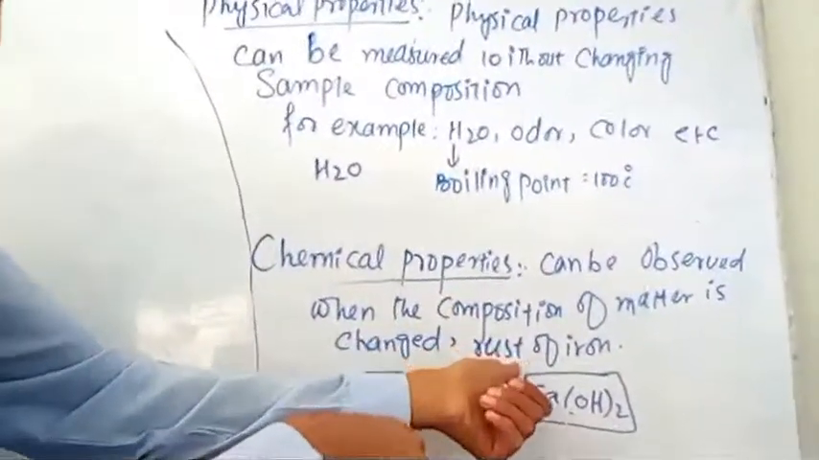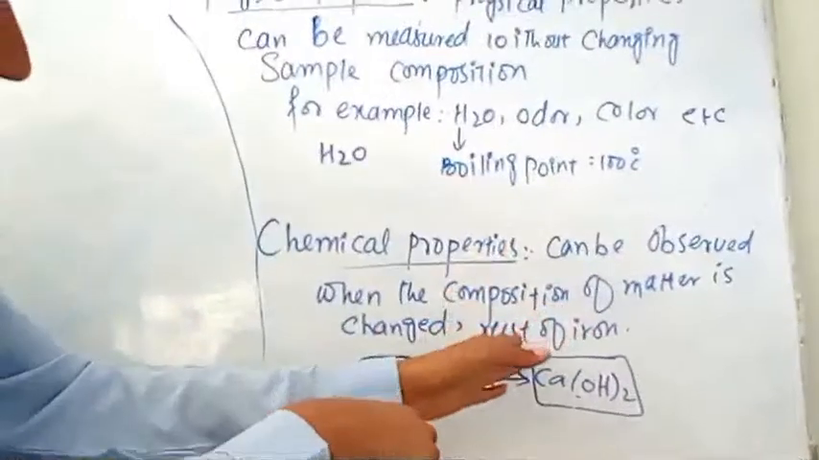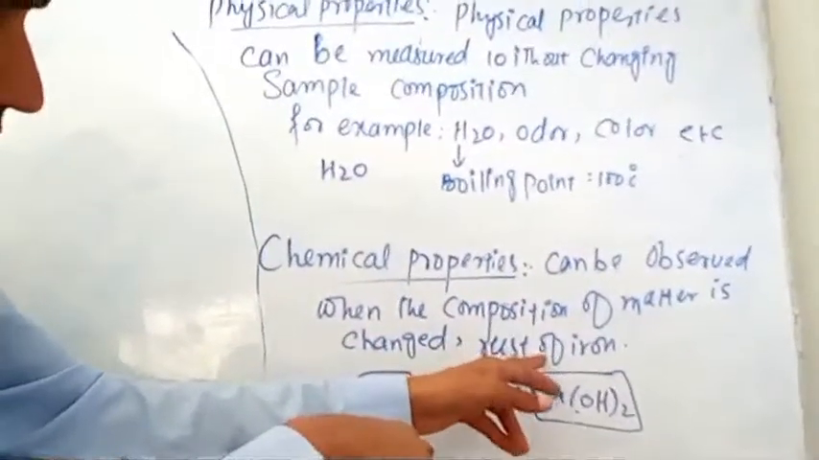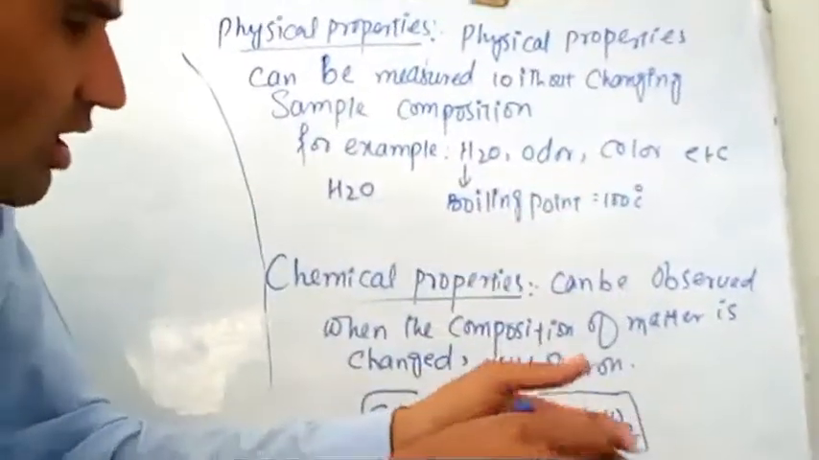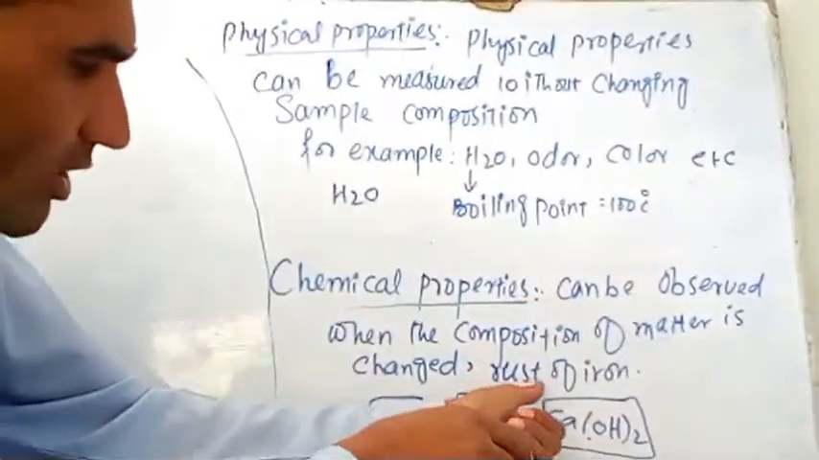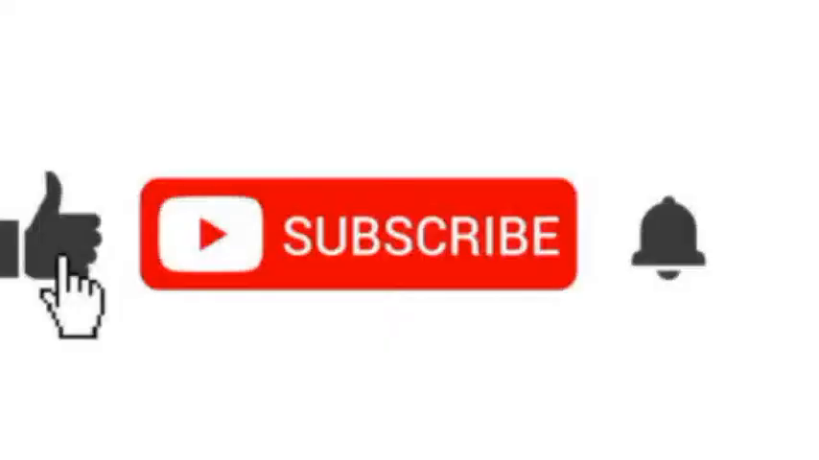Similarly, the rusting of iron. This time the iron is changed when the iron rusts. The iron is changed from iron to iron oxide. So when iron is changed, then the chemical property can be found if the composition of the iron is changed.